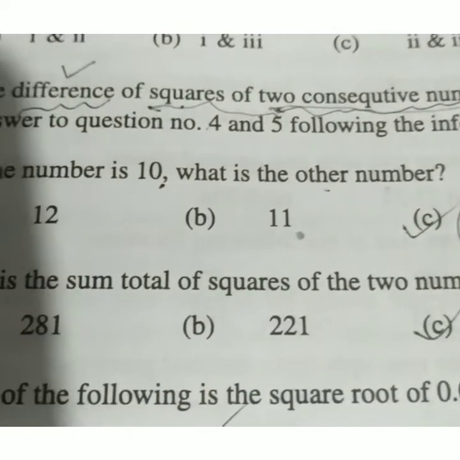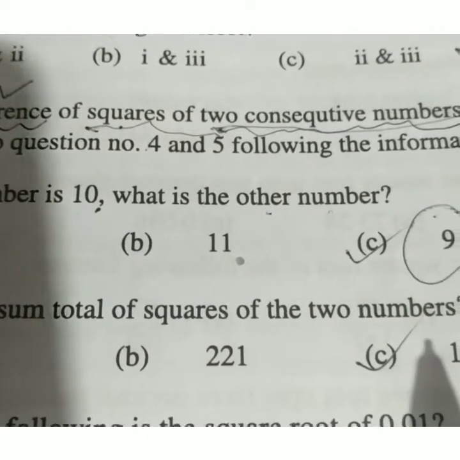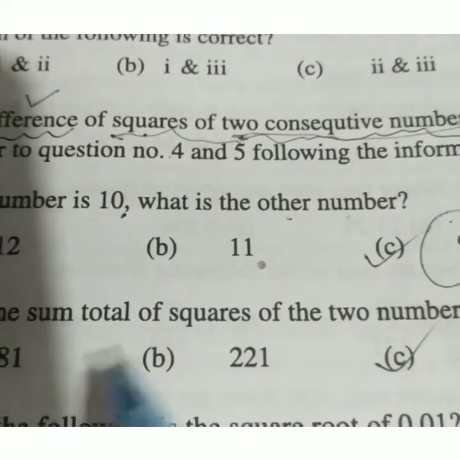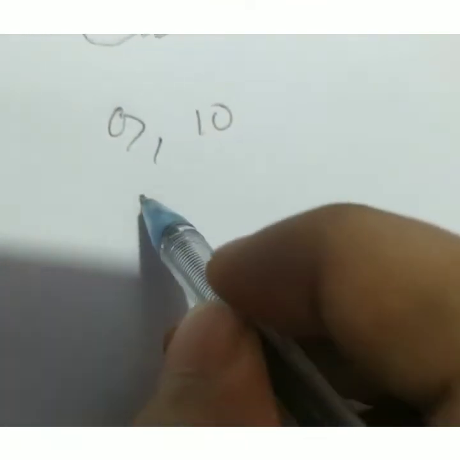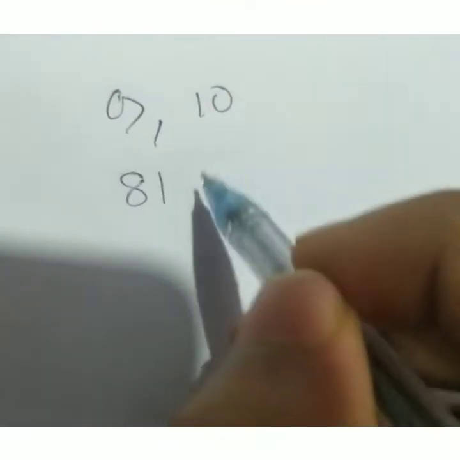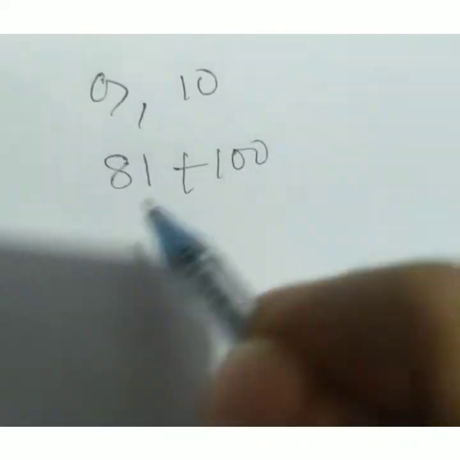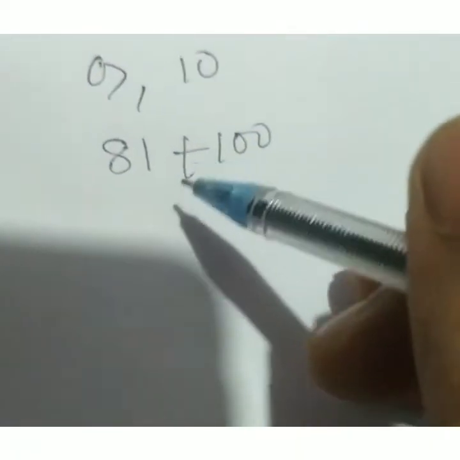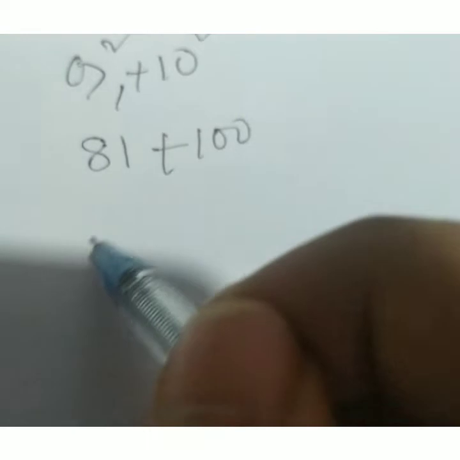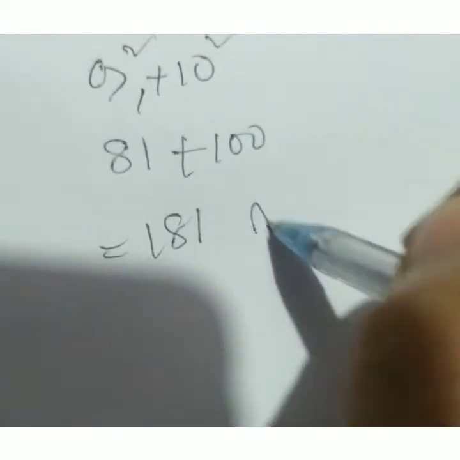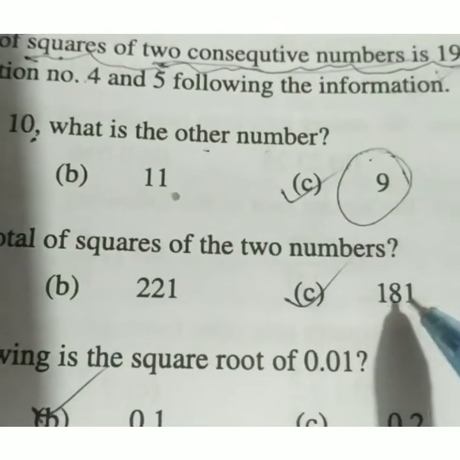Okay, next, what is the sum total of squares of the two numbers? So what are the two numbers which I got? 9 and 10. So square of 9 is what? 81, and square of 10 is what? 100. So if I add them, because they have asked the sum of the squares of two numbers, so 9 square plus 10 square, right? So 9 square plus 10 square is 81 plus 100, that is 181 answer. So this is how I got 181.